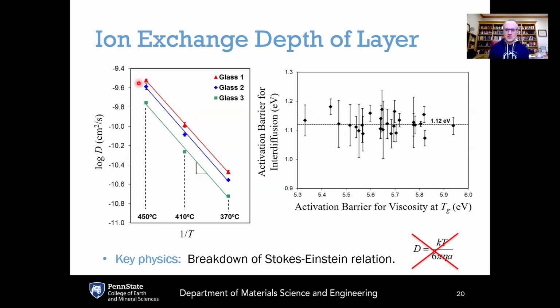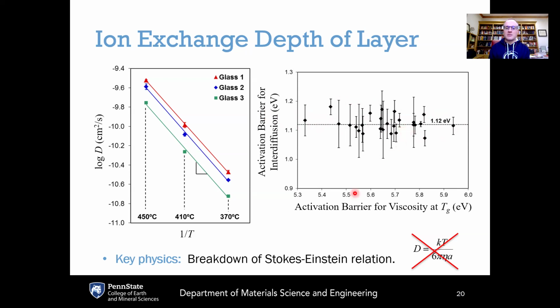What's changing is just the y-intercept on this plot. And in fact, if instead of just having 3 different glasses, we have a whole bunch of different glasses and plot the activation barrier for the interdiffusion process for all of these different glasses, what you see is that they are all a constant within error bars of each other. So each point here is a different glass composition. The error bars are the experimental error bars on the determination of the activation barrier.